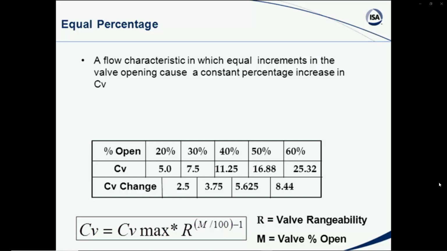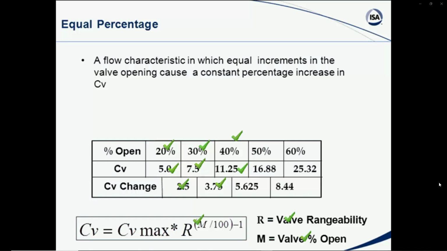Equal percentage can be expressed like this. You'll notice in this particular case, as we move from 20 to 30, we get a 50% change in our CV rating, but that's based off of the 5. If we go from 30 to 40, we get another 50%, but this 50% is based off 7.5. So as we get more open, then we get a higher increase in flow rate. And the equation down there sort of shows how that operates, and its performance of the valve rangeability, which is normally in the 7 to 1 category, and the valve percent open.